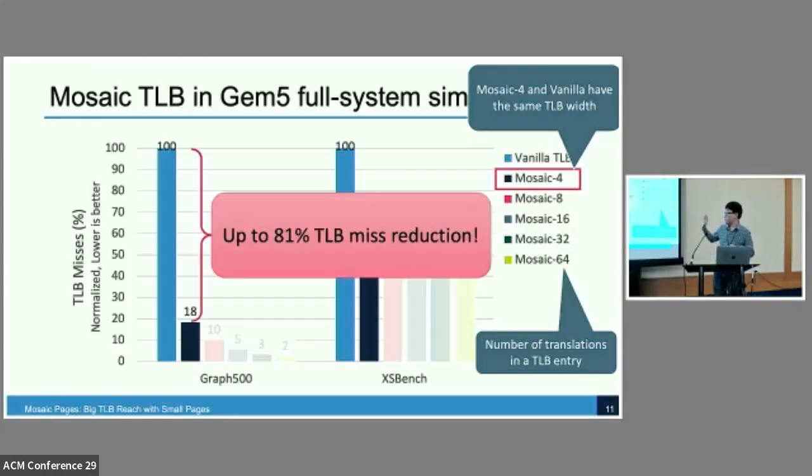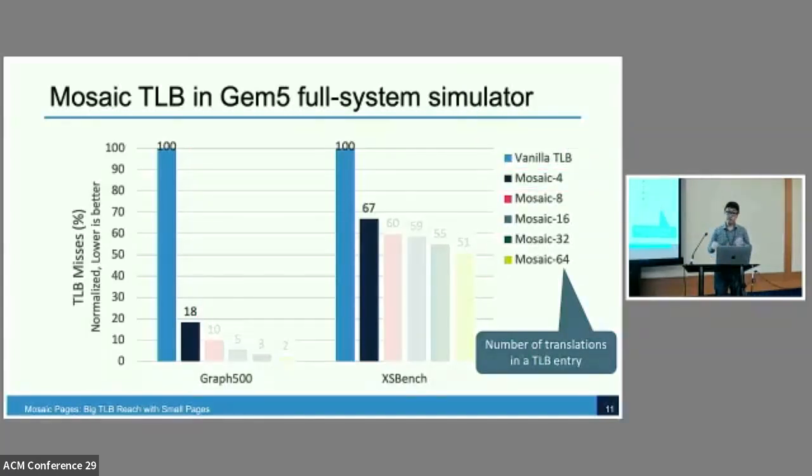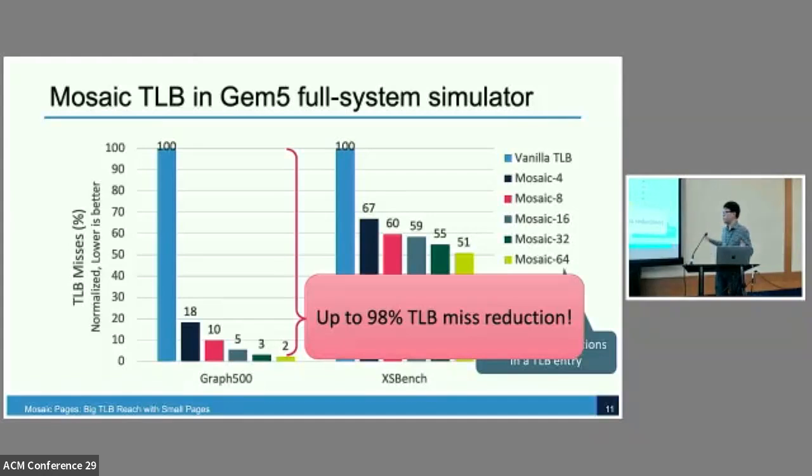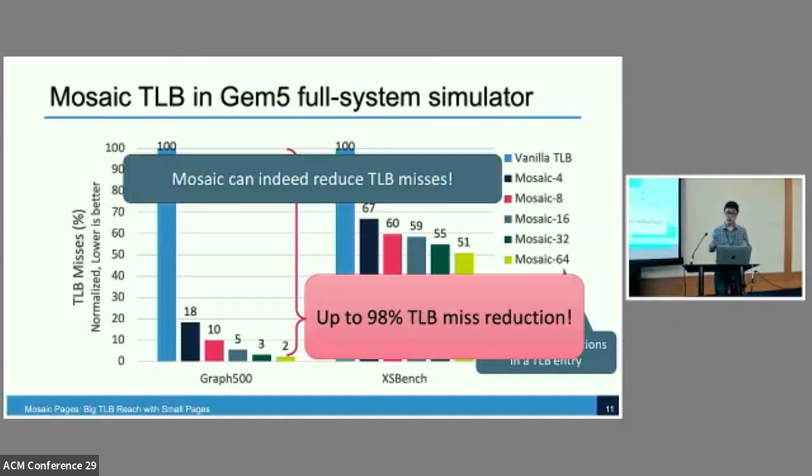Let's see the Graph 500 example as it shows the strong results. With Mosaic 4, we achieve up to 81% TLB miss reduction. If we want to store more than 4 translations in a TLB entry, we need to widen the TLB entry. With the wider TLB entry, we achieve up to 98% TLB miss reduction. So Mosaic can indeed reduce TLB misses.